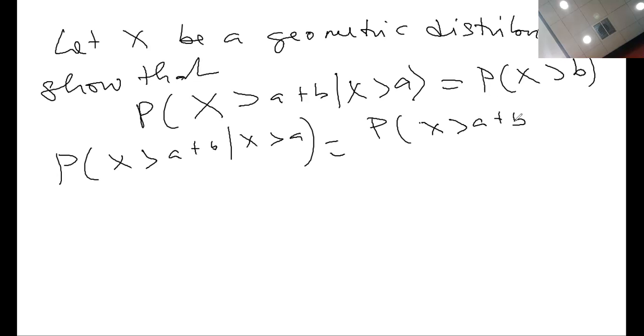Let's say this is A and this is B. A plus B could be somewhere here. So X greater than A, we start from here. X greater than A plus B. This property is true when A and B are positive numbers. So the intersection is X is greater than A plus B, divided by the probability that X is greater than A.